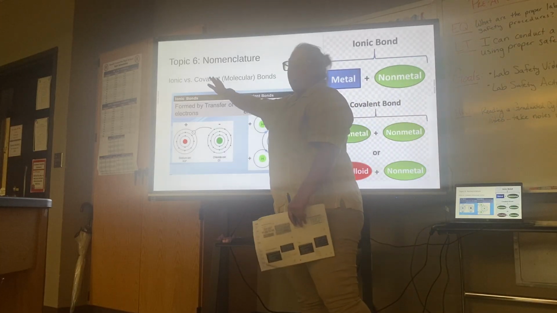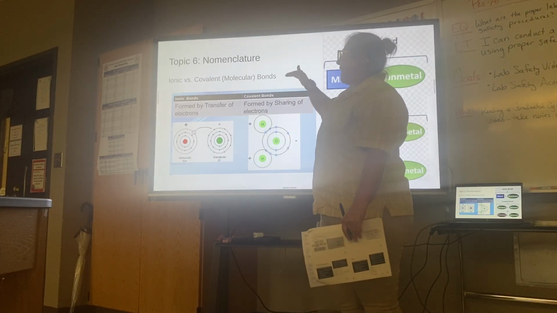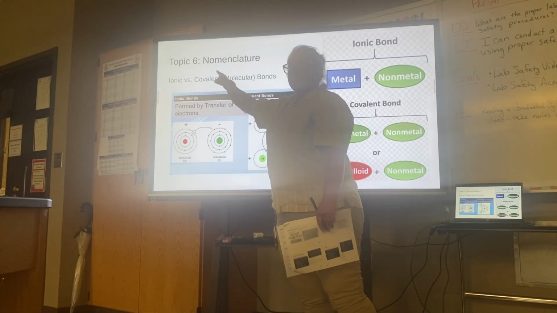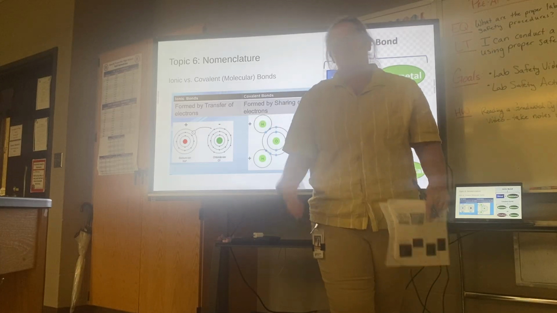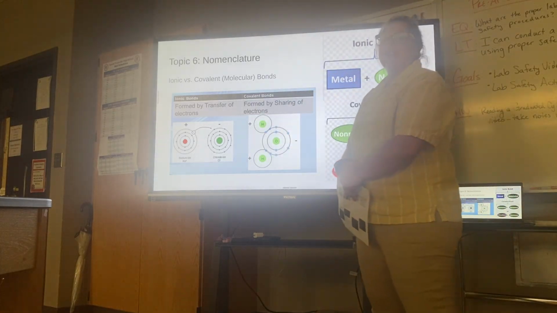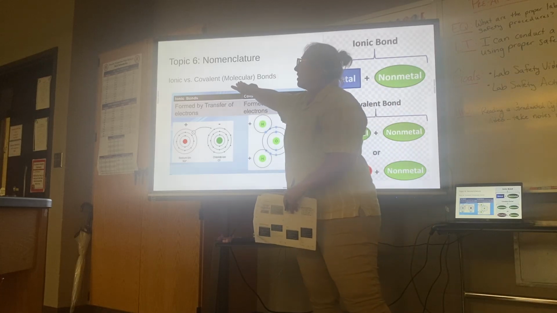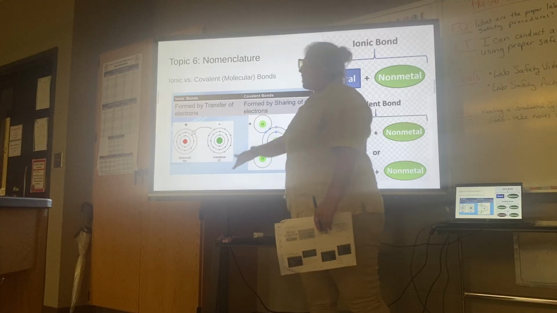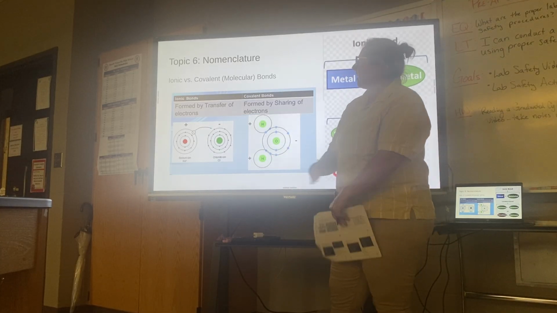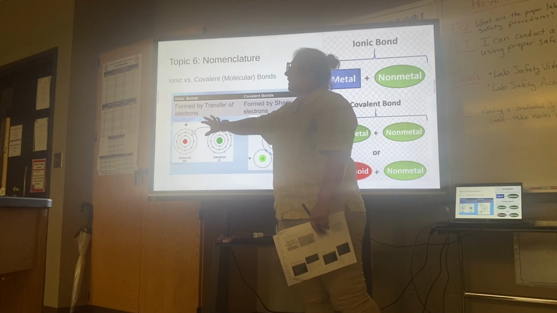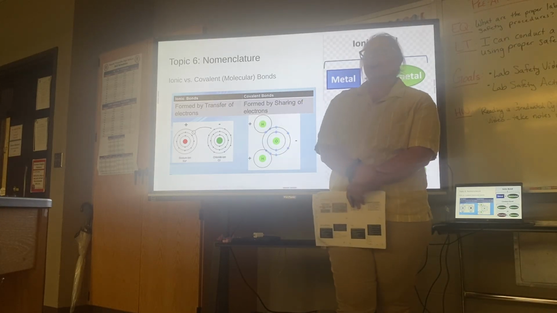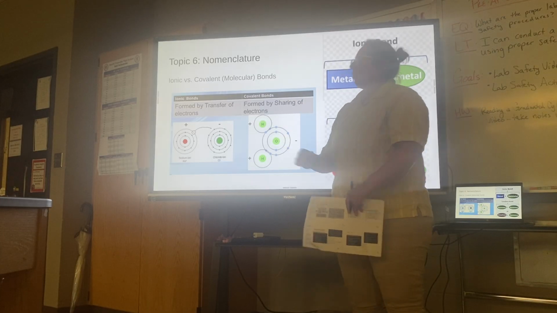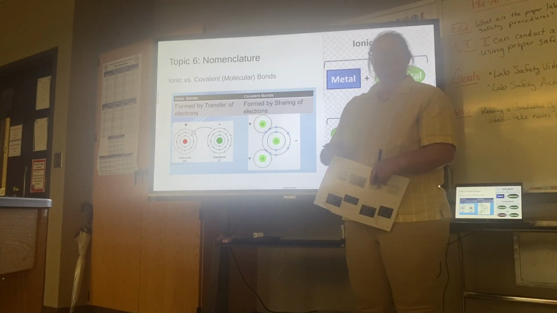The way we name ionic compounds is different from how we name covalent compounds. Covalent and molecular are interchangeable words, so realize that you could use either. Most of the time in AP, you're actually going to see the word molecular instead of covalent. We name ionic and covalent compounds differently because they are put together differently. Ionic bonds are formed by electrons being transferred, and covalent bonds are formed by electrons being shared.